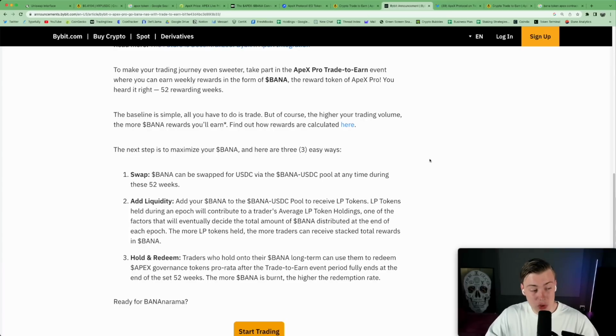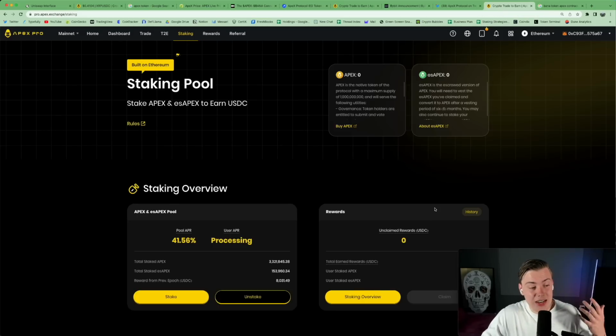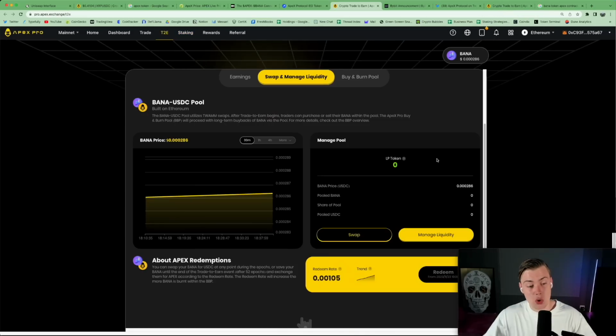LP tokens held during an epoch will contribute to a trader's average LP token holdings, one of the factors that will eventually decide the total amount of BANA distributed at the end of each epoch. The more LP tokens held, the more traders can receive stacked total rewards in BANA. So if your goal is to earn BANA rewards, then it does make sense to add liquidity so you can get more rewards. That is if your goal is to stack BANA.